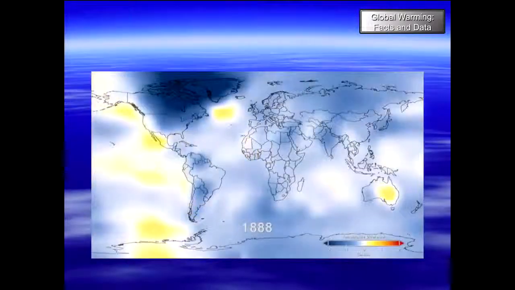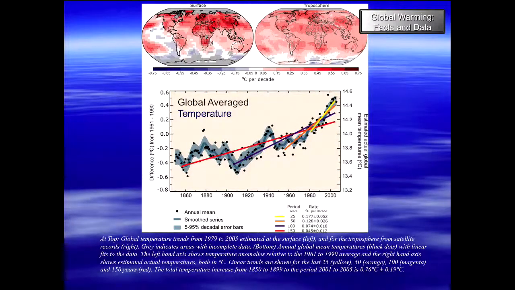Here's another view of that same graph going back to 1850. You can see the data points.